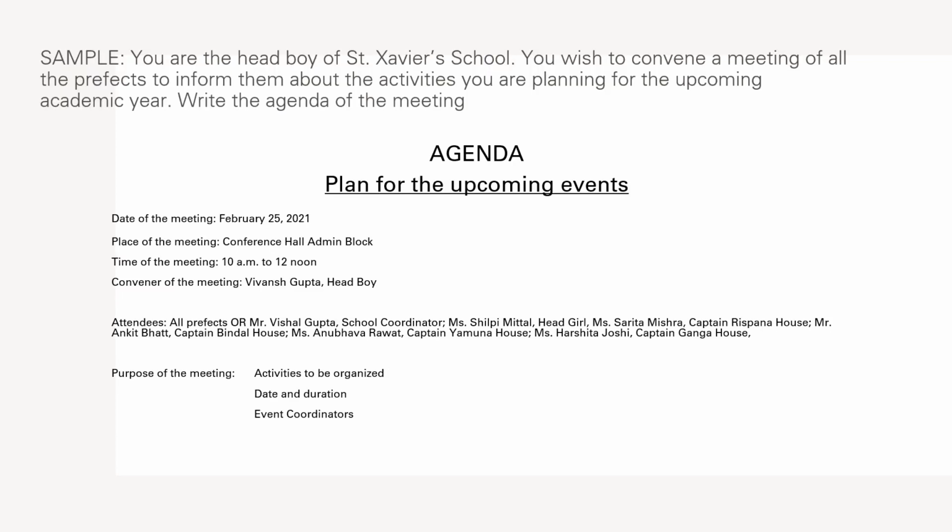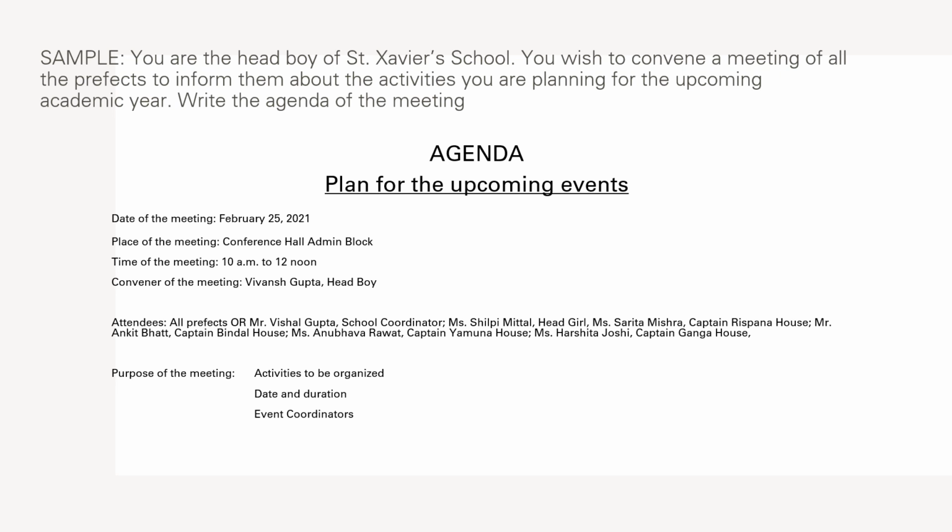So let us take an example of how we write an agenda. The question is, you are the head boy of St. Xavier's School. You wish to convene a meeting of all the prefects to inform them about the activities you're planning for the upcoming academic year. Write the agenda of the meeting. So the very first thing that we do is write the word agenda, center aligned. Underneath that will be the title of the meeting. Here it is, plan for the upcoming events.